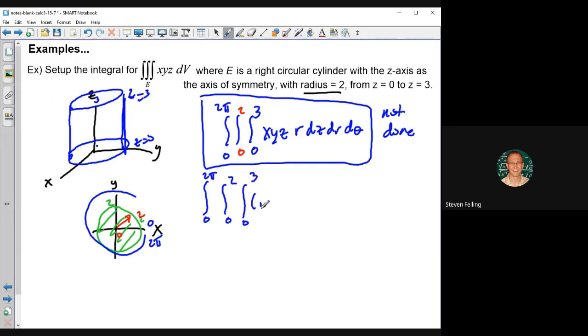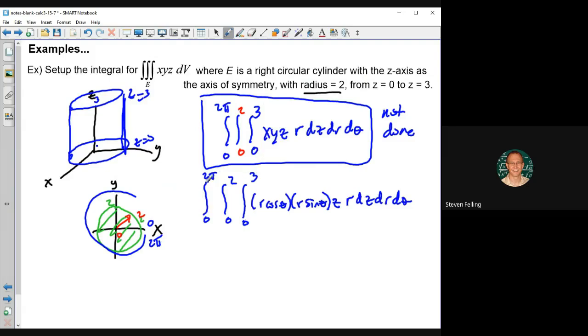The x would be replaced with r cosine theta. The y would be replaced with r sine theta. And we would have the z, which is just z. And then we would have r dz dr d theta. So that's the setup. And actually, if we were going to integrate this, this is separable because there's no dependency.